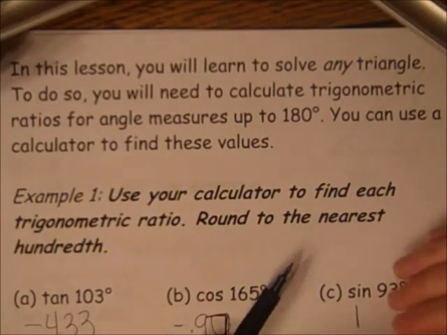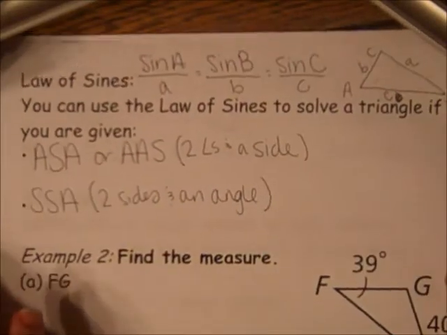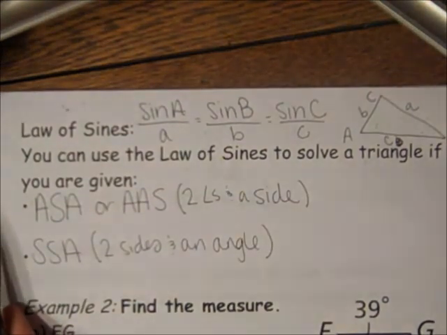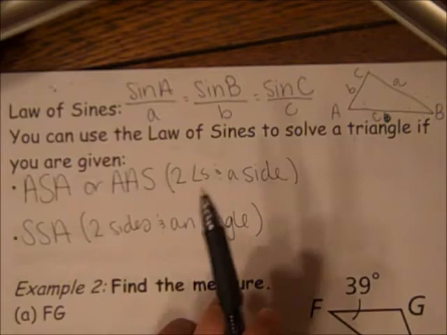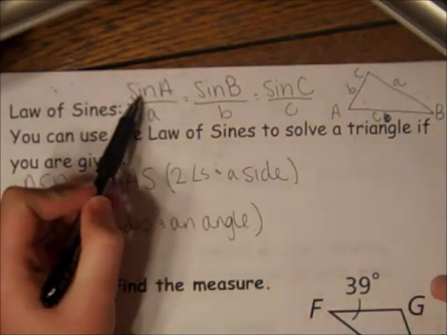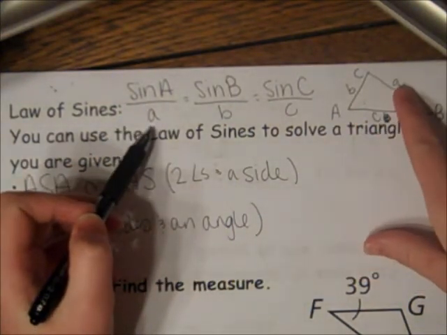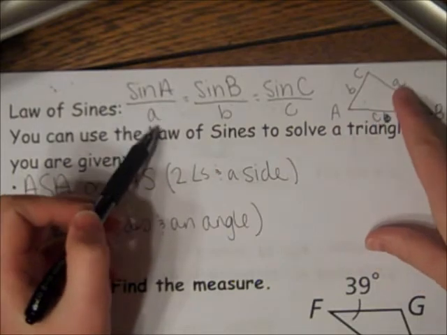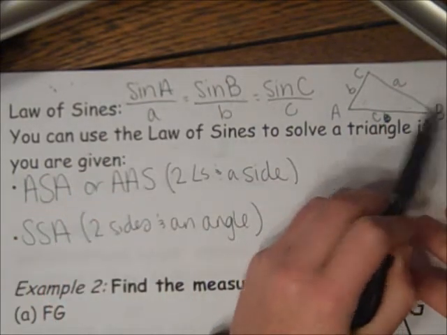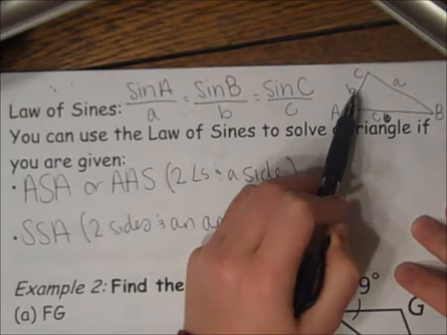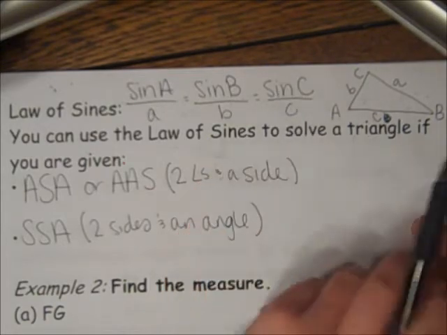So one of the ways that we can get around having to use a right triangle, if the triangle's not a right triangle, is what's called the law of sines. So obviously it's going to use sine. And this is the law of sines. It says the sine of A over a, so the angle over the side that it's across from, is equal to the sine of B over the side b, is equal to the sine of C over the side c.